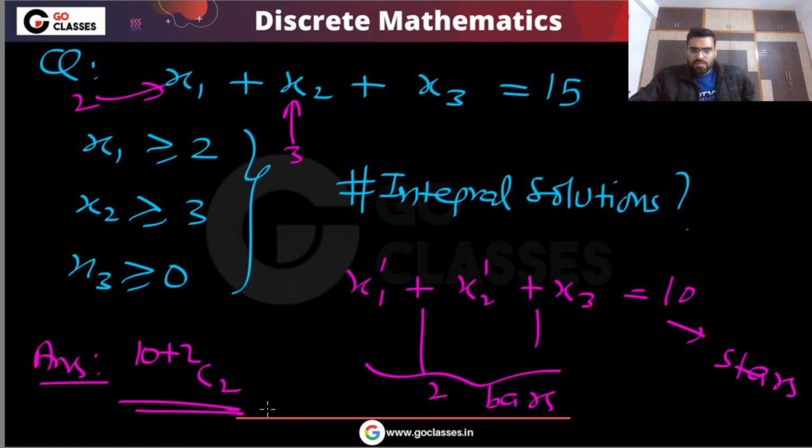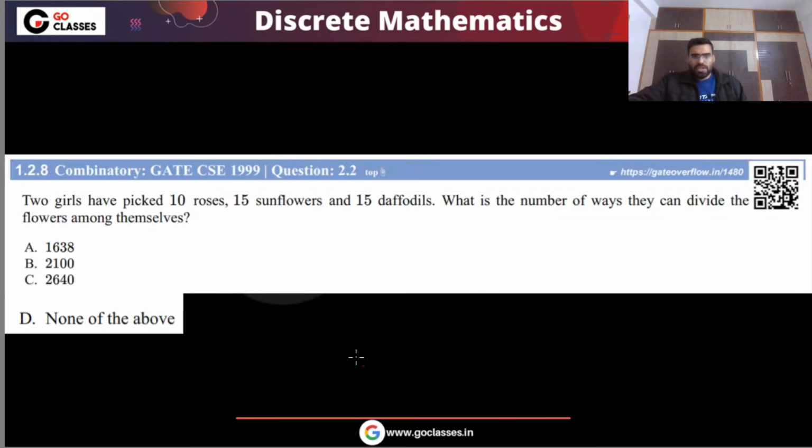Yes or no? Is this clear to everyone? Tell me, anyone has any doubt? Okay, so let's see this GATE 1999 question. What is the answer? Anyone want to try? Two girls are there who have picked 10 roses, 15 sunflowers, and 15 daffodils. So what is the number of ways they can divide these flowers among themselves? So what should be the answer?